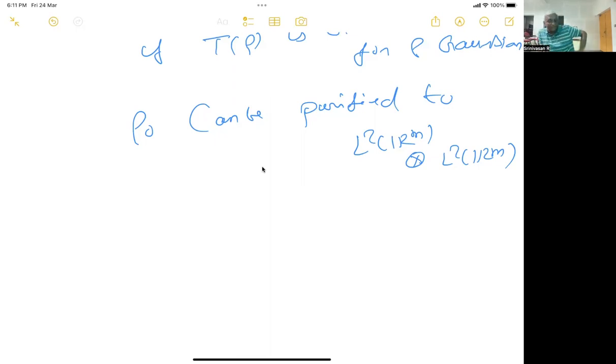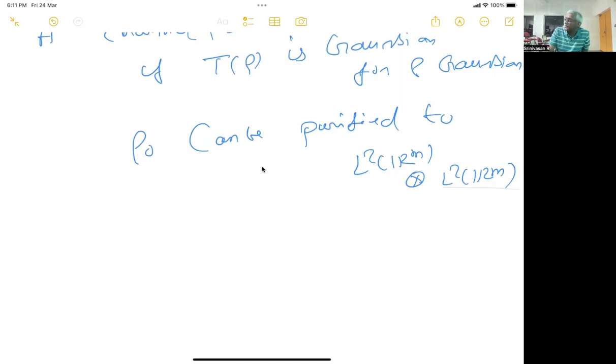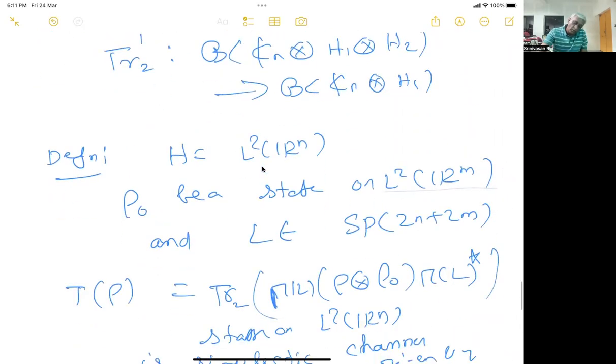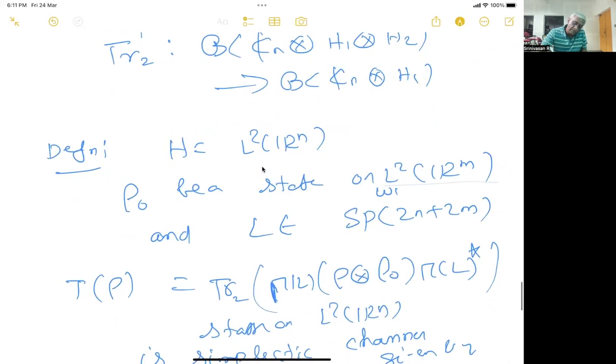So because it can be purified, you can take that M instead of Rm to be R2M. You can assume that rho naught is a pure state. And we assume that rho naught has mean 0. Let us assume it is a Gaussian state, a Gaussian state with mean 0.